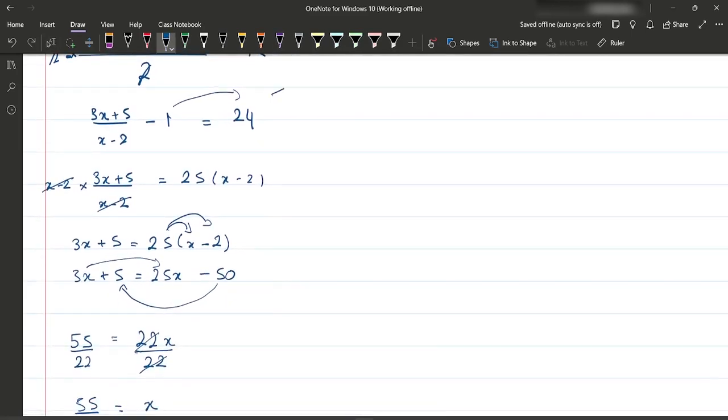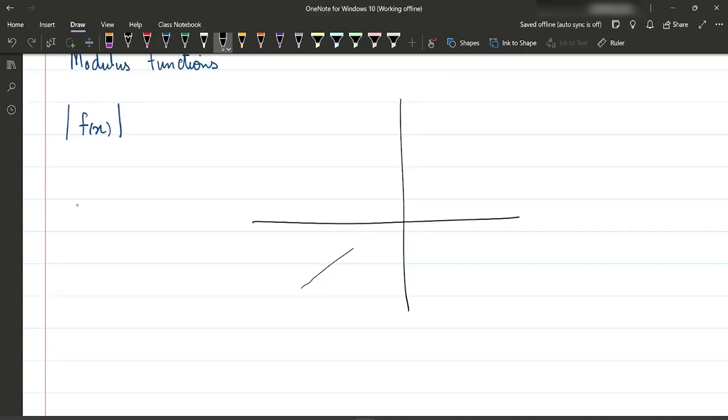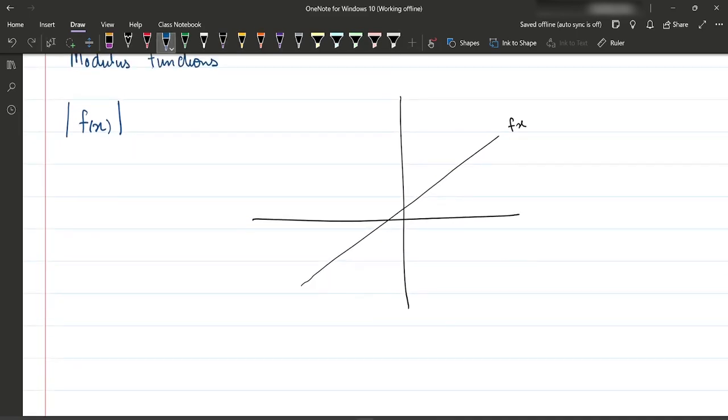If you aren't sure, I would suggest you put it back into maybe this equation. Modulus functions are simply, if you have f of x here, you just put these bracket kind of things around it. What this does is that it makes every single output positive. Let's say this is f of x, and this is the modulus of f of x.